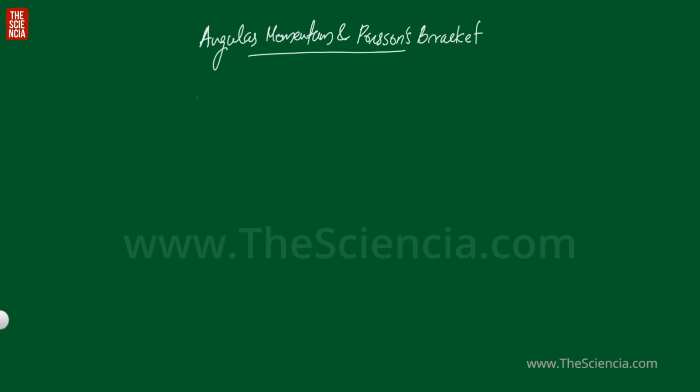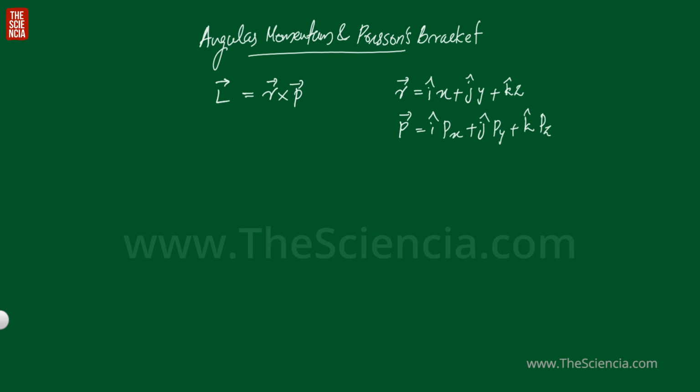What is angular momentum? You know, angular momentum is represented by L and it is connected to linear momentum as r cross p. Right. Here we know r vector is equal to i cap x plus j cap y plus k cap z. And we know p vector is equal to i cap px plus j cap py plus k cap pz. So how to calculate this L vector, that is r cross p, I think you know how to solve this problem. It is a plus 2 level problem.